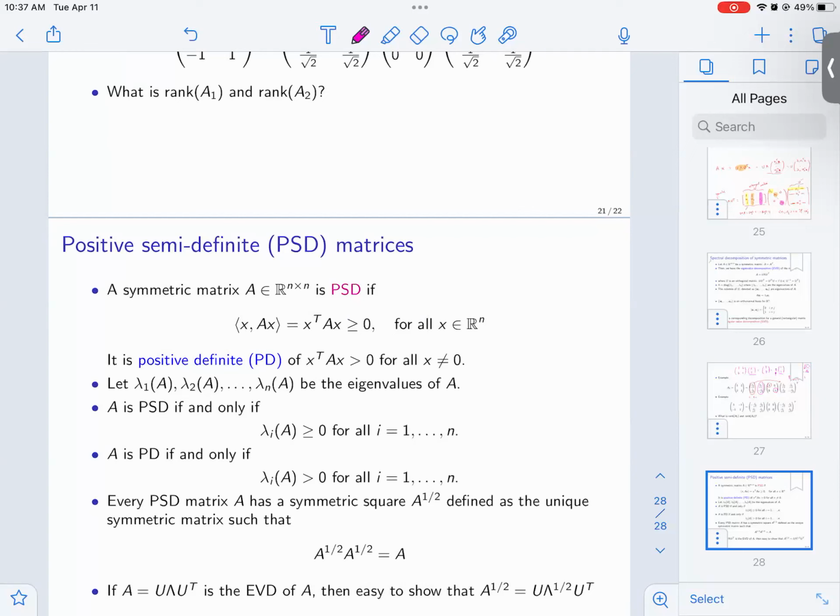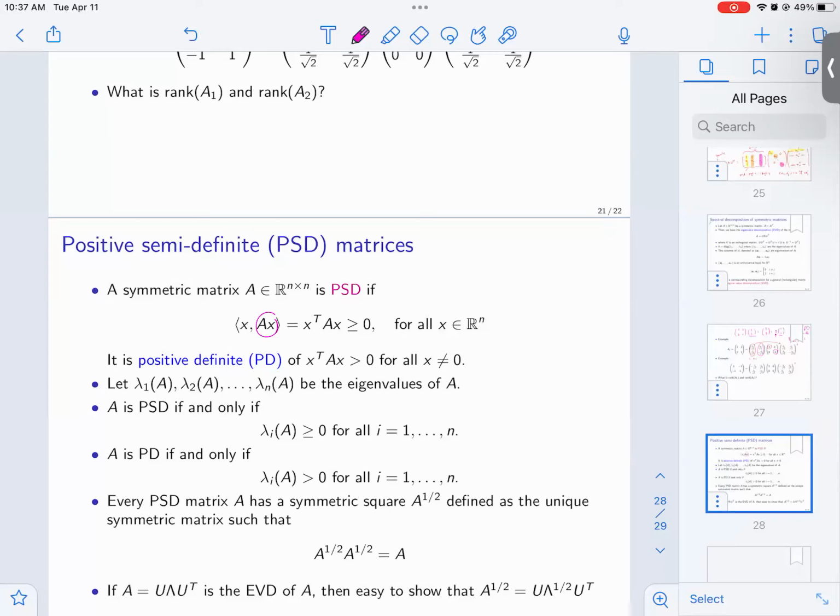I pick a vector x. Ax is the output of the linear transformation applied to x. If I take Ax and take the inner product with x, it is non-negative. So it's almost in the same direction. Not exactly the same direction, but they form an angle which is less than 90 degrees, or at most 90 degrees. So if this is x, this would be Ax. It wouldn't be like this. For every vector x, the inner product of x with Ax is non-negative.